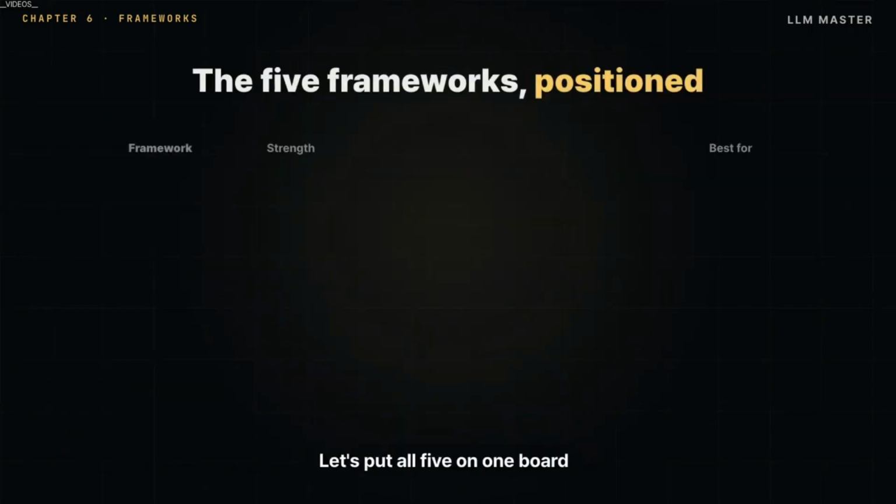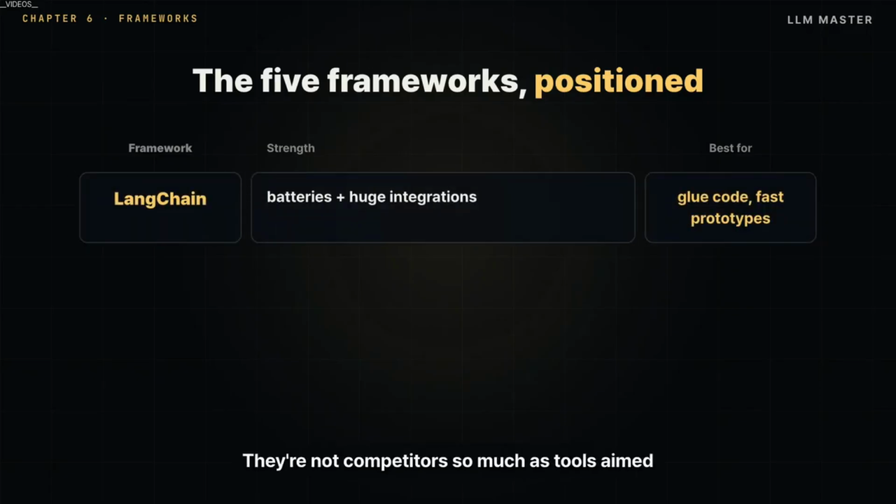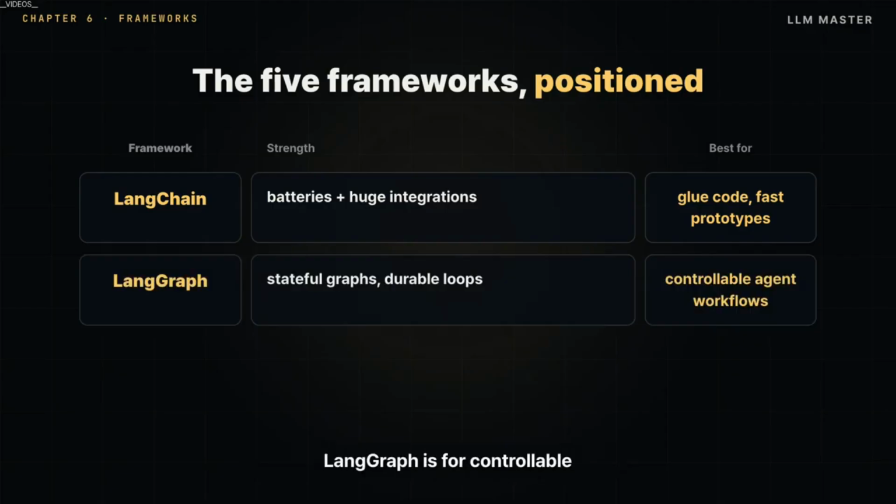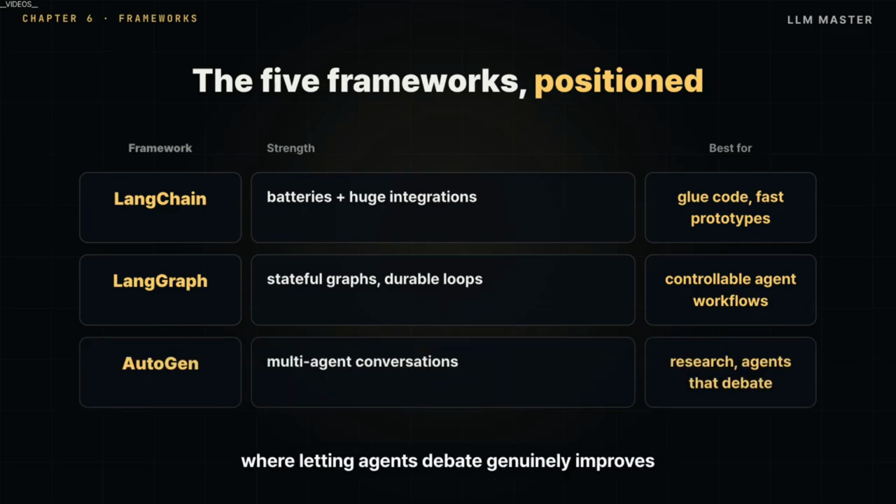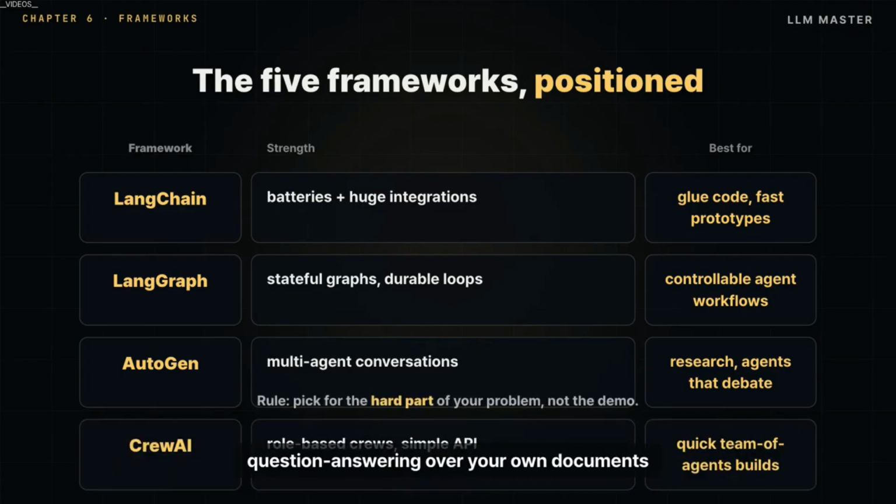Let's put all 5 on one board, because the fastest way to choose wrong is to treat them as interchangeable. They're not competitors so much as tools aimed at different hard parts. LangChain is your glue and integration layer. Reach for it when the challenge is wiring many pieces together quickly. LangGraph is for controllable, stateful agent workflows: durable loops, branching, human checkpoints. AutoGen is for multi-agent conversation, where letting agents debate genuinely improves the answer. CrewAI is for role-based crews you can stand up fast when your problem maps onto a team of specialists. And LlamaIndex is for data, search and question answering over your own documents.